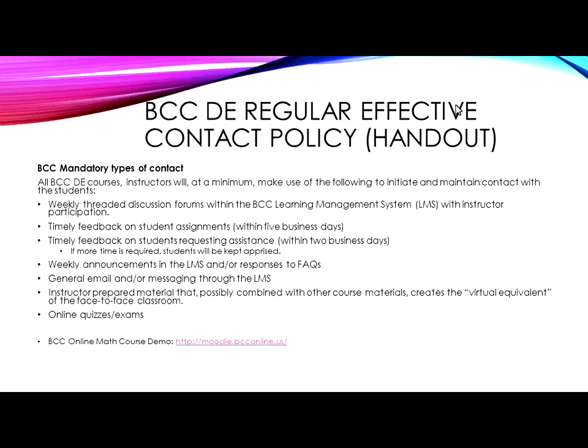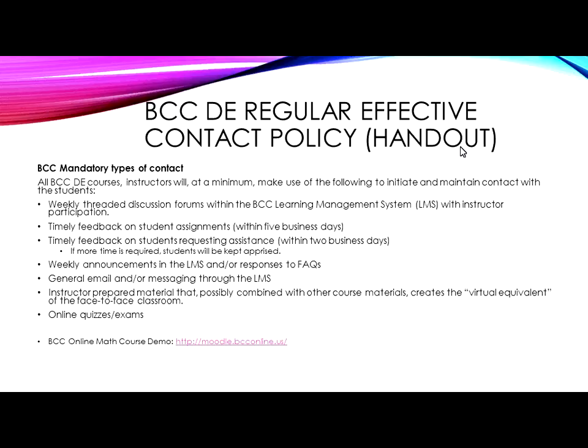Actually, mine is within a minute because I use Blackboard. Timely feedback to students' questions is 48 hours. That's pretty common practice. Then weekly announcements in the learning management system and responses to frequently asked questions, and general emails and messaging through the LMS. Instructor prepared materials is also important. We don't send our students to different sites and say, go read from this publisher's site or do some research about the materials. We're required to have our own lecture materials, just like we prepare in face-to-face classes. And of course, online quizzes and exams.